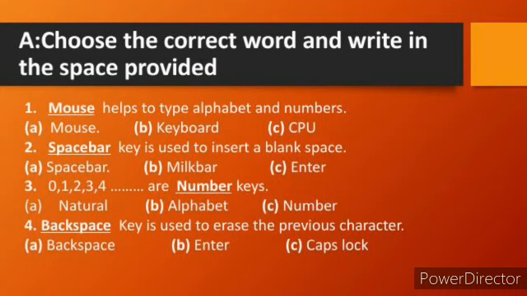Choose the correct word and write in the space provided. Number 1 is mouse helps to type alphabet and numbers. Number 2 is spacebar key is used to insert a blank space. And number 3 is 0, 1, 2, 3, 4 are number keys. And number 4 is backspace key is used to erase the previous character.